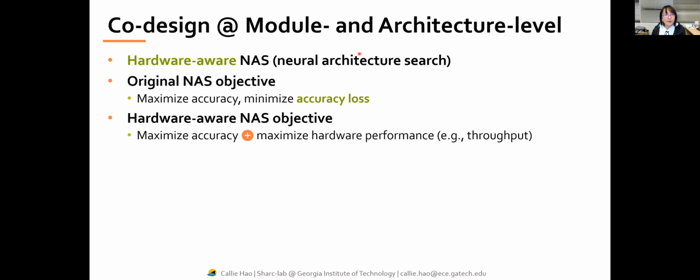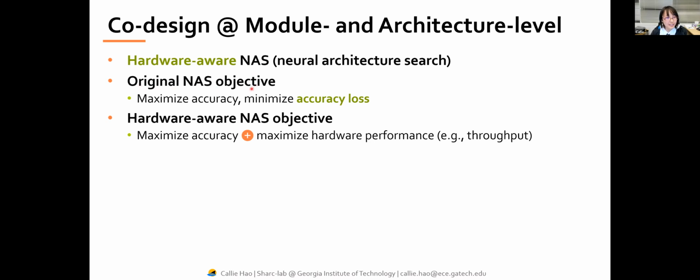Okay, so you may be wondering, we've introduced the module level design and architecture level design, but what about co-design? We haven't touched on co-design here. How can we do a co-design at these two levels? My personal opinion is that a very efficient way is to do a hardware aware NAS. If you already know how to do NAS, it's just a very simple extension to introduce hardware aware NAS. The change is also very simple.